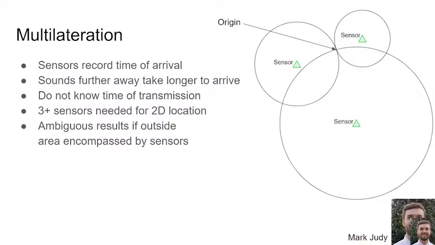The system works through multilateration, which is the same technique used by GPS. Each sensor records the time of arrival of a sound. Sounds further away take longer to arrive because of the propagation speed, right? The speed of sound. But we don't know the time of transmission of the sound. We only know the relative difference between the first sensor to hear it and the rest of the sensors.